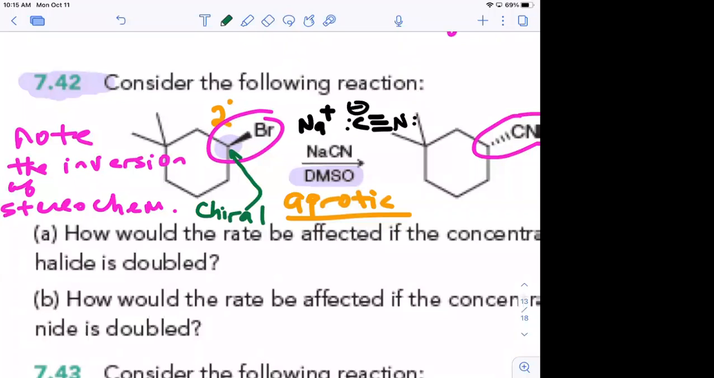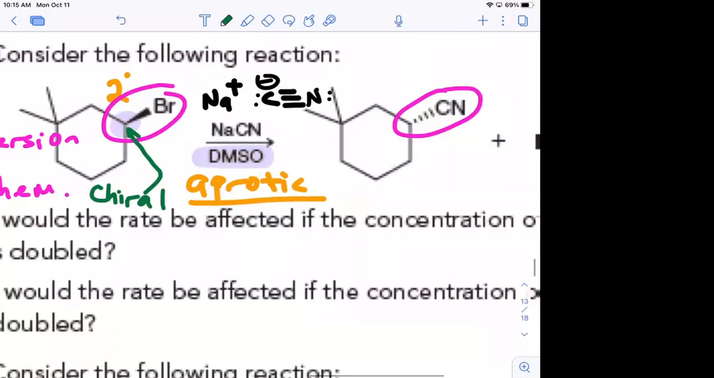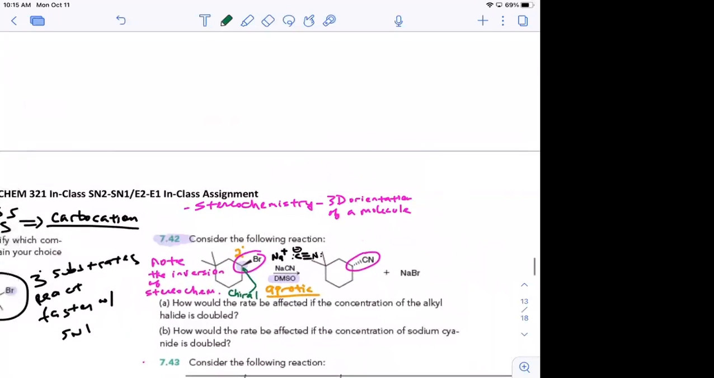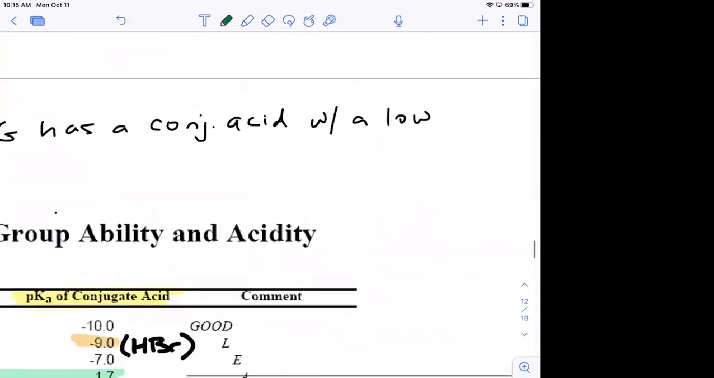It's going to go from whatever configuration it is to the opposite in the product. So you can see how that's on a wedge, which means it's coming out of the paper or out of the screen. And then on the dash, that means it's going back into the screen. So that's the reverse of what you see there. It's still chiral, but it's just the reverse. So remember when we talked about the SN2 reaction, and we said that, let me go back up, and I'm going to come back to that.